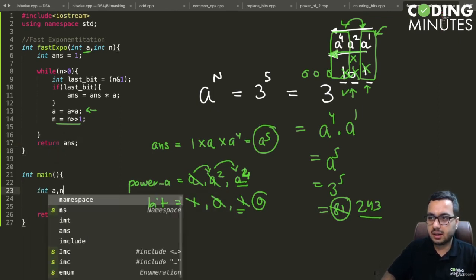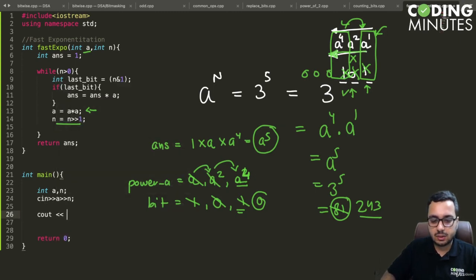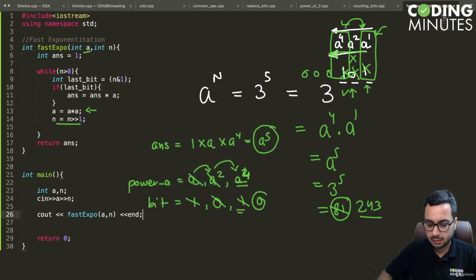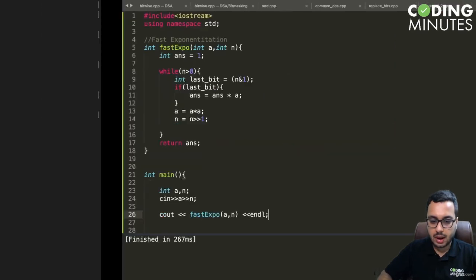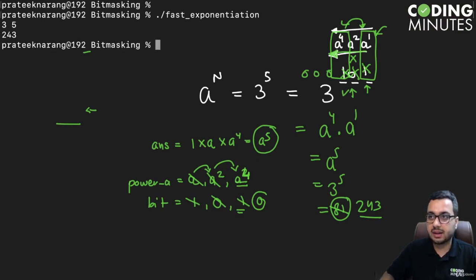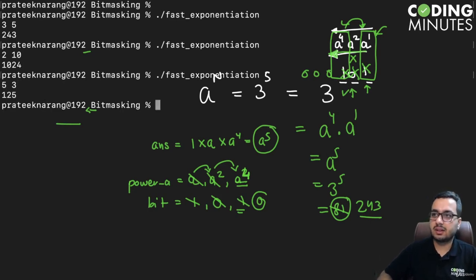We can read a comma n, and we can print out fast exponentiation a and n and endl. And now if I show it to you how it is going to work, I can say maybe a is 3, n is 5, I get the right answer. A is 2, n is 10, I get the right answer. A is 5, n is 3, I get the right answer.